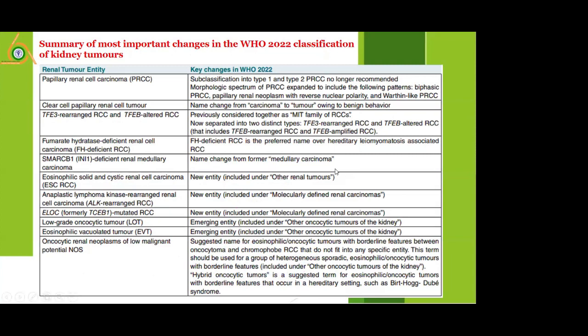So another important, coming to a few of the new entities which have come up. One is this eosinophilic solid cystic RCC. This is a new entity in 2022, and it's very easy to pick up if you know it. Go to the next slide, please.